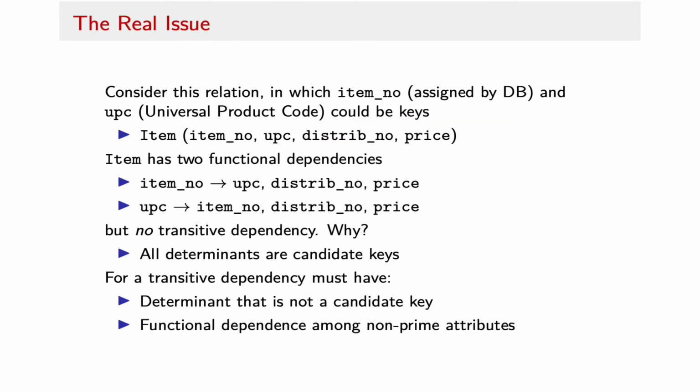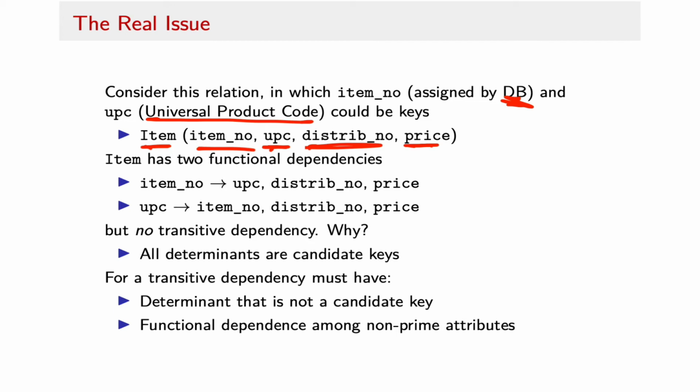I'm going to take another example here that tries to make this more manifest. So here's a new relation. It's called item, and it's got an item number, probably a key of some kind that's assigned by the database, for example, a synthetic primary key. Associated with that item is a UPC code, or universal product code. This would be a unique identifier for that particular product that's maybe a universal thing that other distributors might also use for that part number. And then a distributor number and a price for that item.